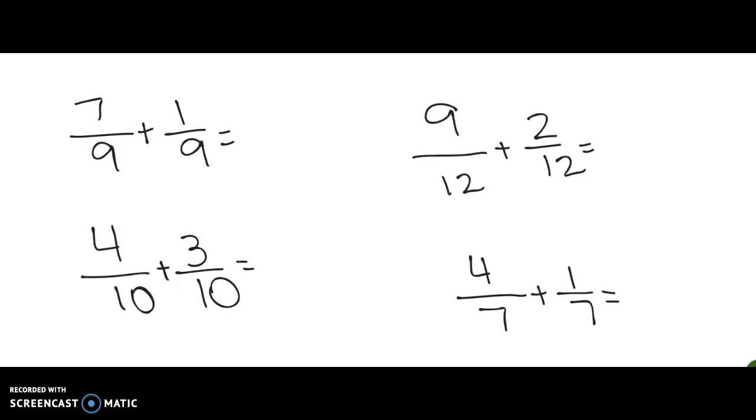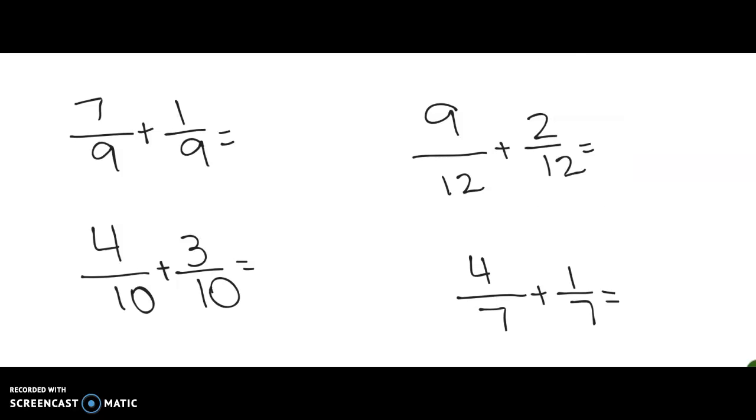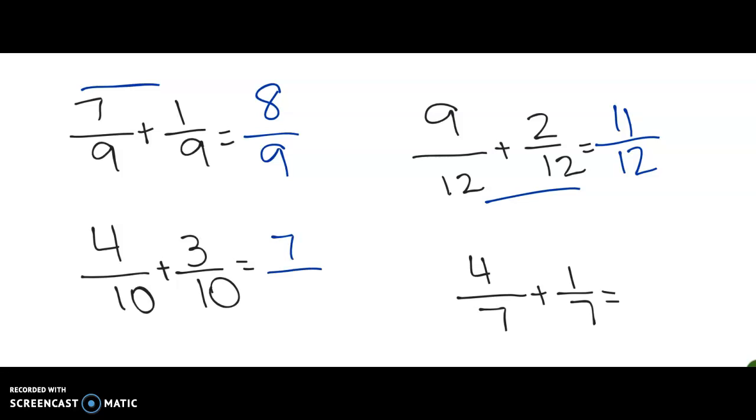Welcome back to the video. So let's go ahead and solve these answers. 7/9 plus 1/9. We know 7 plus 1 is 8, and our denominator is the same, so 9 it is. 9 plus 2 is 11. Denominator is the same, so 12 it is. 4 plus 3 is 7. Denominator is the same, so 10 is our denominator. 4 plus 1 is 5. 7 is our denominator. Great job, guys.